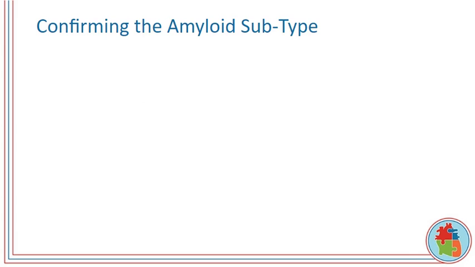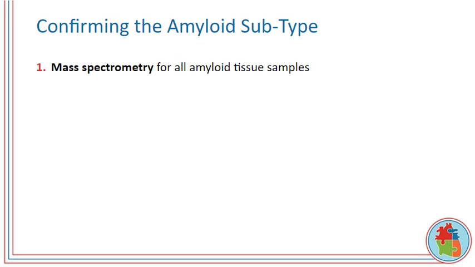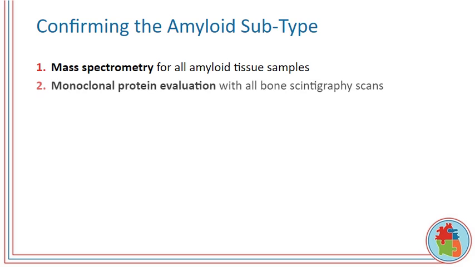In summary, it is very important to confirm the amyloid subtype before proceeding with amyloid treatment, and the specific confirmatory testing required is different depending on the diagnostic modality pursued and the amyloid type. For patients who are diagnosed via tissue biopsy, mass spectrometry should be performed to identify the amyloid fibril type in all samples. For patients who are undergoing bone scintigraphy to diagnose transthyretin cardiac amyloidosis, a monoclonal protein evaluation is critical to exclude light chain amyloidosis.